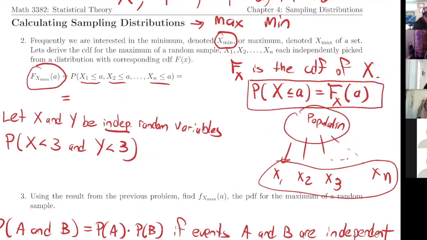So the likelihood that the first value is less than A is independent of the odds that the second value is less than A. That's independent from the odds that the third value is less than A, and so on. So all of these observations are independent from each other. So we are trying to calculate the cumulative distribution function for this statistic X max.